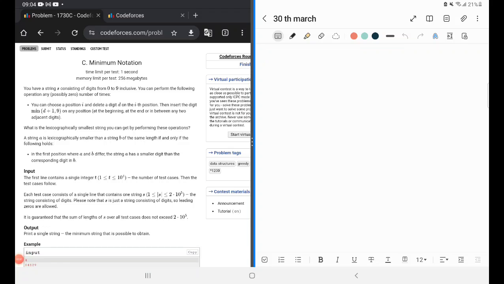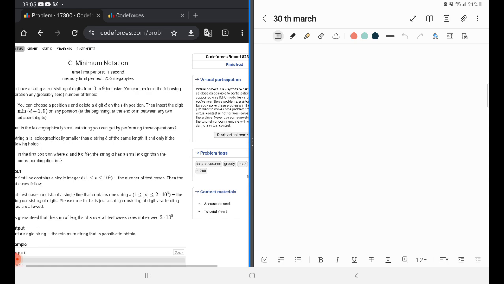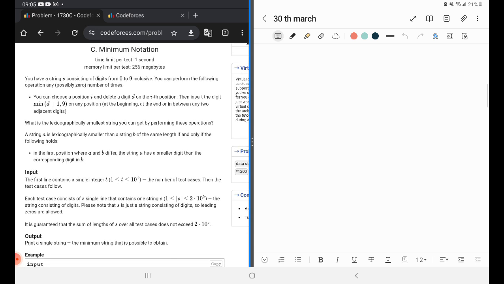Hello everyone. So today we are going to solve a problem from Codeforces Round 823 Div 2. The problem is named Minimum Notation. So let's go through the problem statement first.